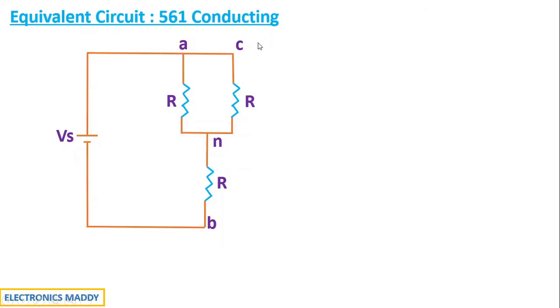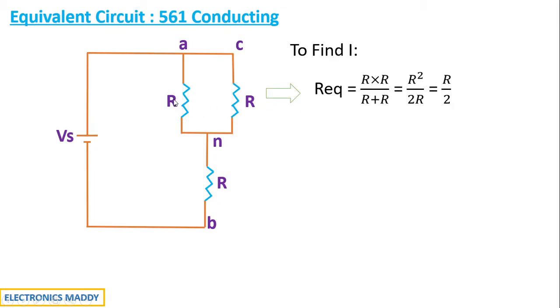Now we will start our analysis. At the first step, we need to find the current I flowing through the circuit. How do we find that? It's very simple. First, we will find the effective resistance of this particular circuit. If you carefully observe, R equivalent is R into R by R plus R, because these two resistors are connected in parallel.